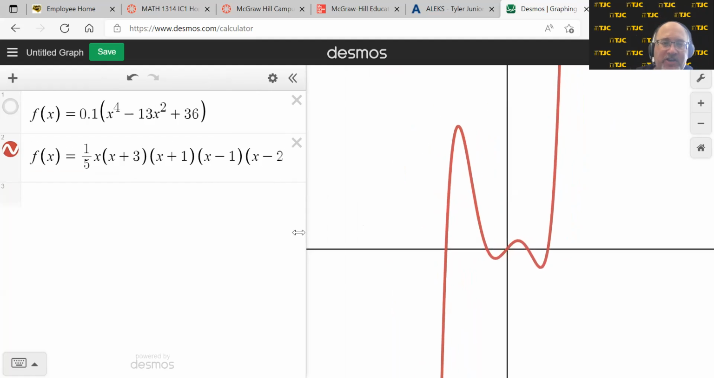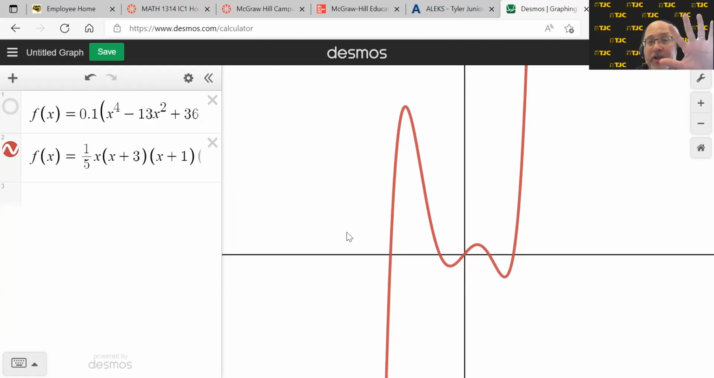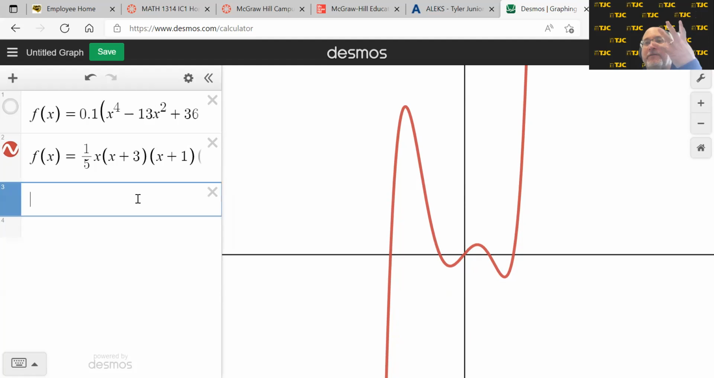But my real question is, how many times does this 5th degree polynomial turn? Once at the top, 2, right there, 3, 4, and it turns 4 times. So when it's a 4th degree polynomial function, it turned 3 times. When it was a 5th degree polynomial function, it turned 4 times.